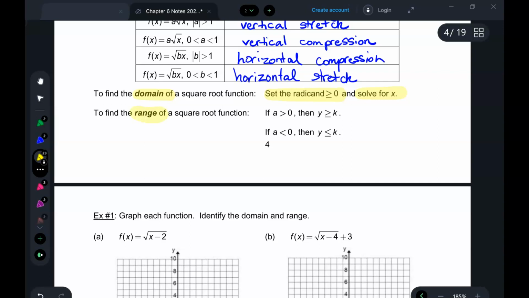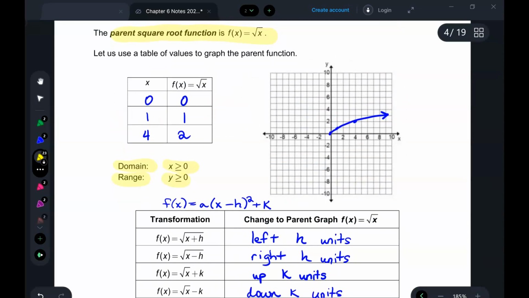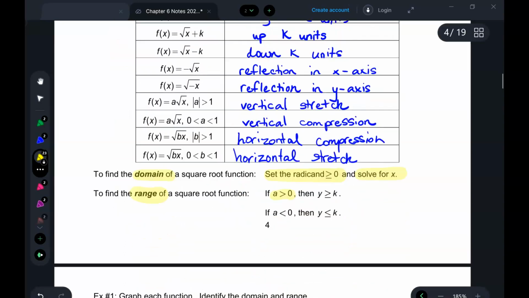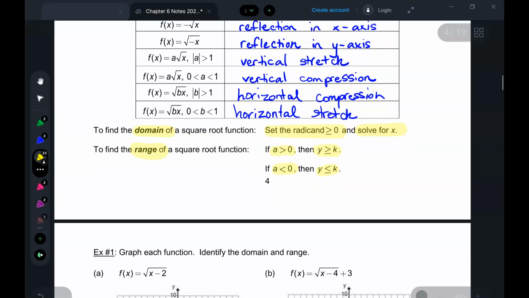The range: if a is greater than 0, like this one, a was positive 1, it's going to be y is greater than or equal to k. Remember, k is how much we move it up or down. And if a is less than 0, it's going to be y less than or equal to k. Those are the same rules as for parabolas, same exact rules, whether we remember that or not. We'll see.